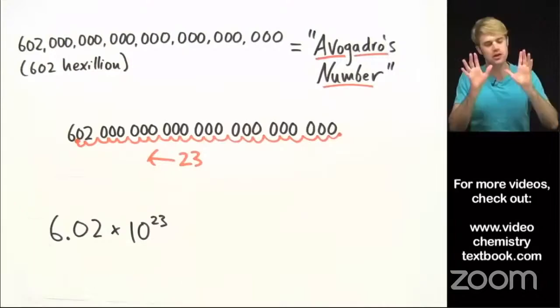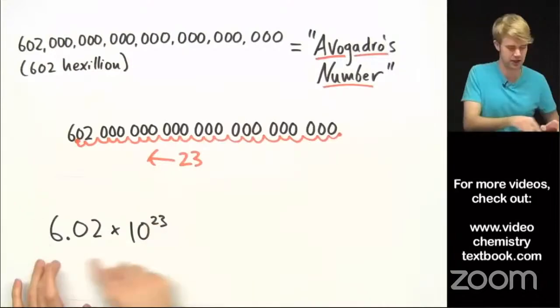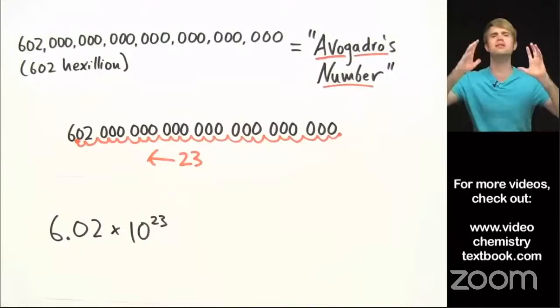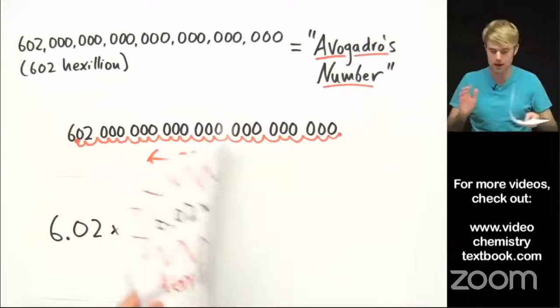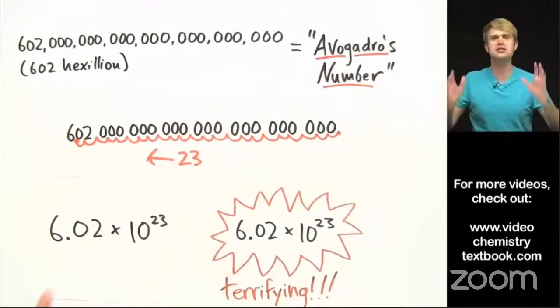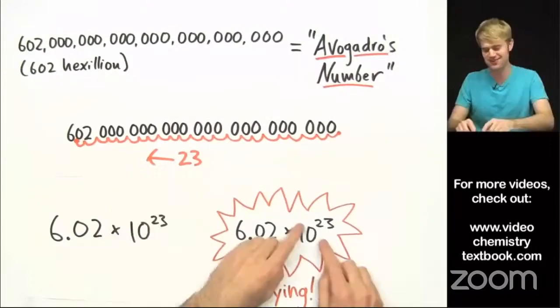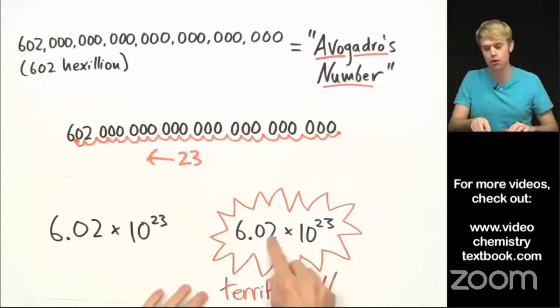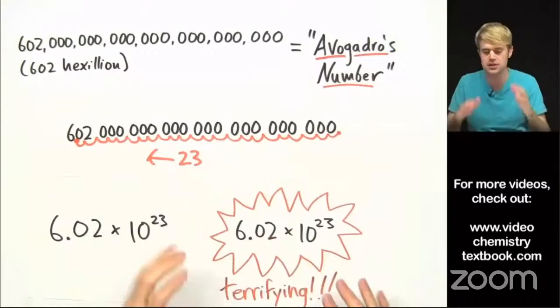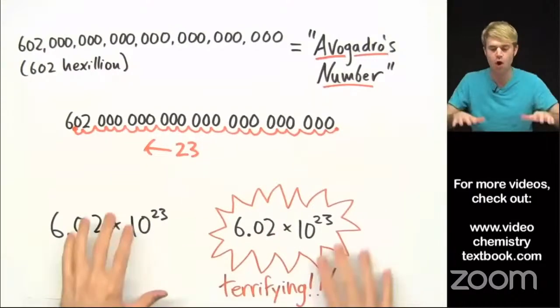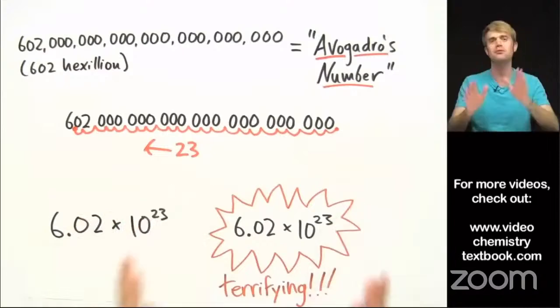Now, this is a convenient way to write this gigantic number in scientific notation, but it's also a terrible way to write it, because this number, 6.02 times 10 to the 23rd, it looks terrifying, right? It's got this 10 with the exponent, 6.02 times this thing. It's like people see this number and they're like, oh my God, what do I even do with this?